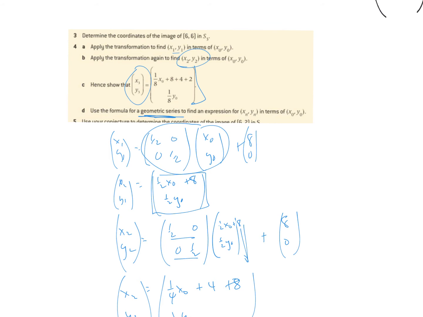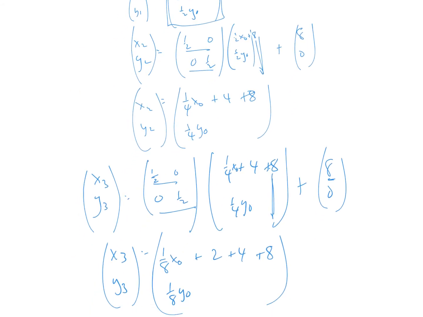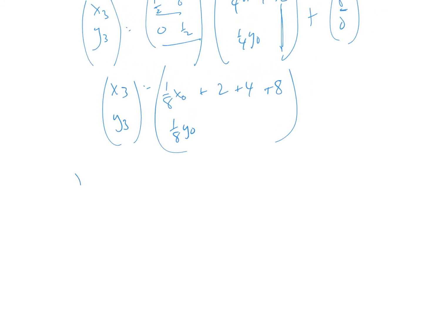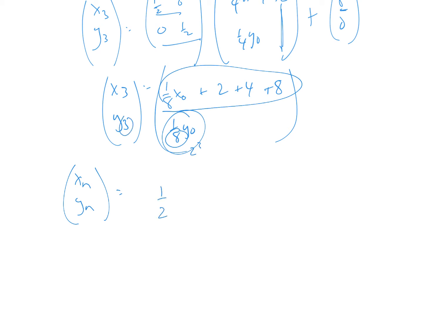So now it says, using geometric series, find an expression for xn, yn. If I consider this pattern here, well, if I look at this first one, this is 2 cubed. And so I can see that this is going to be 1 over 2 to the n y0. When I look at the x value, though, this one is a little bit more involved. I can see that this one here is also 1 over 2 to the n x0. And then I have to add on a geometric sequence, and it goes 8 plus 4 plus 2, and so on and so forth.